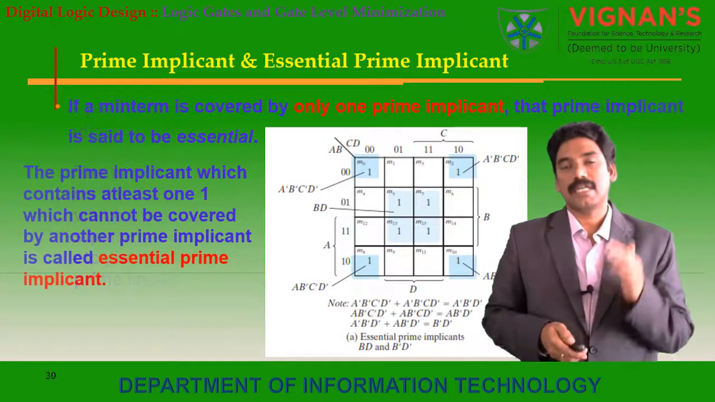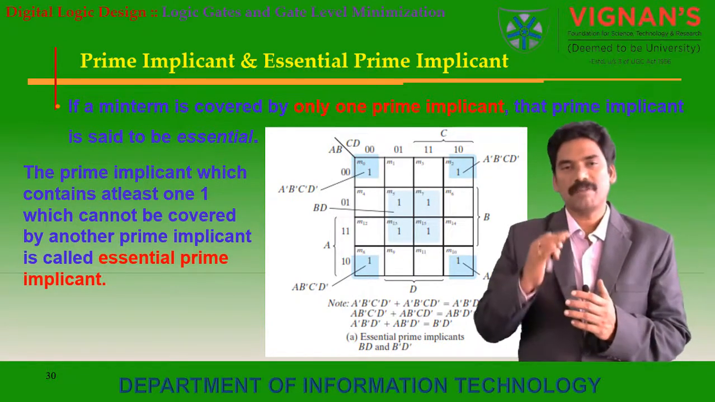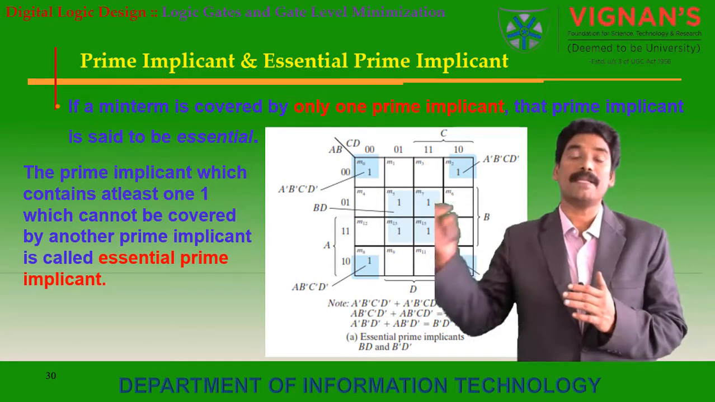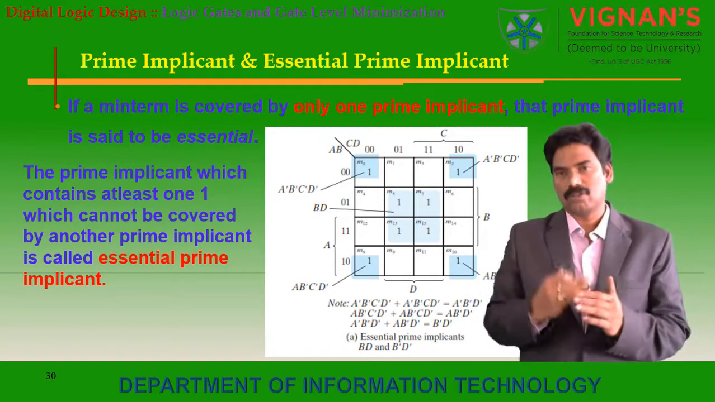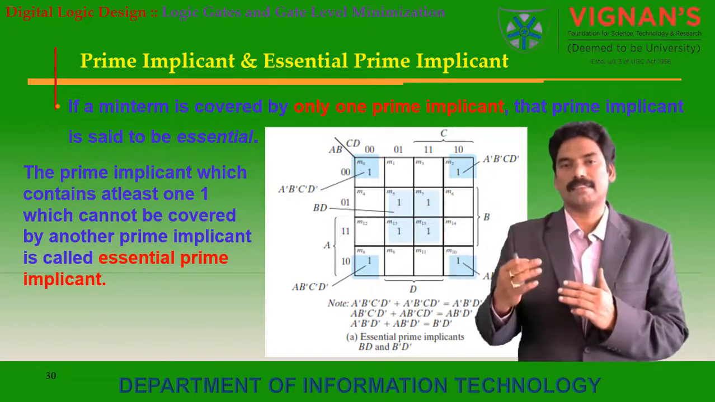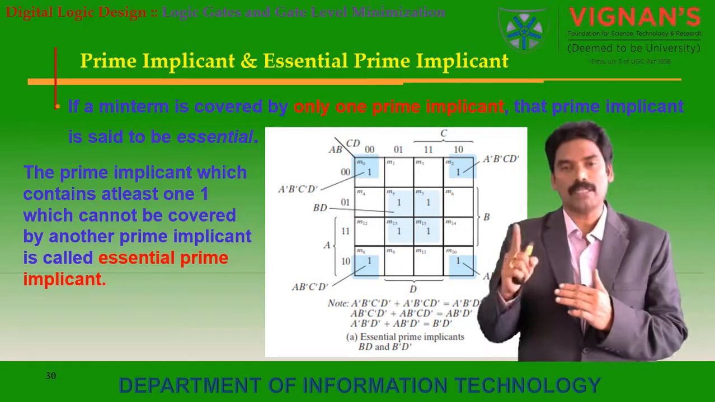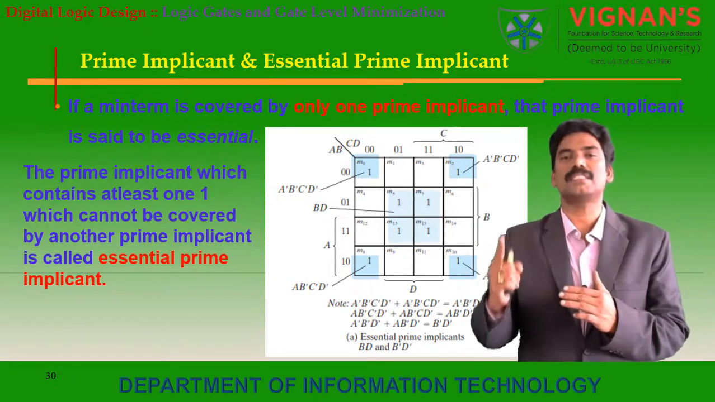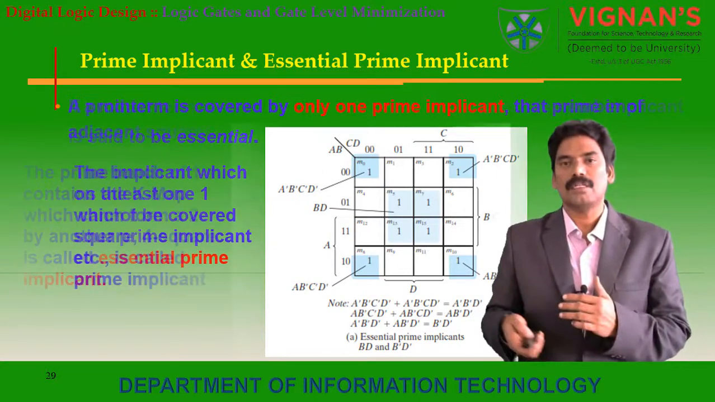And another one is essential prime implicant. What is this essential prime implicant? If a minterm is covered by only one prime implicant, that prime implicant is called an essential prime implicant. Now, another definition is the prime implicant which contains at least one minterm which cannot be covered by another prime implicant is called an essential prime implicant. In the previous, this is the same example.